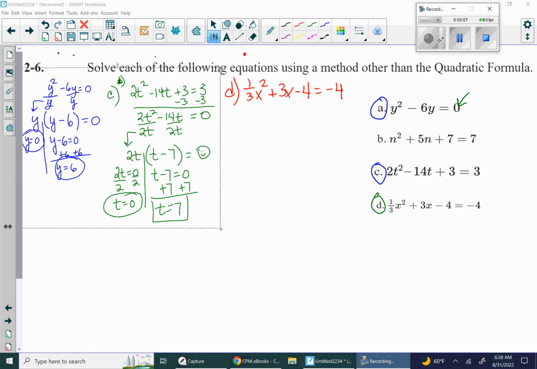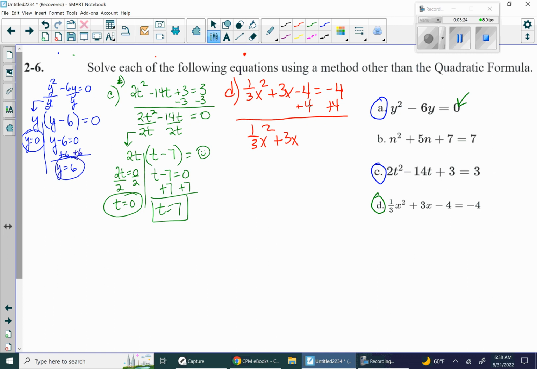Hang tight. All right, so we have 1/3 x squared plus 3x minus 4 equals -4. Notice we don't have a 0 all by itself, so I'm going to go ahead and add that 4 to both sides in order to get the 0 on the other side. And I'm left with 1/3 x squared plus 3x, -4 plus 4. Oh, how convenient is that? Those cancel. That equals 0.